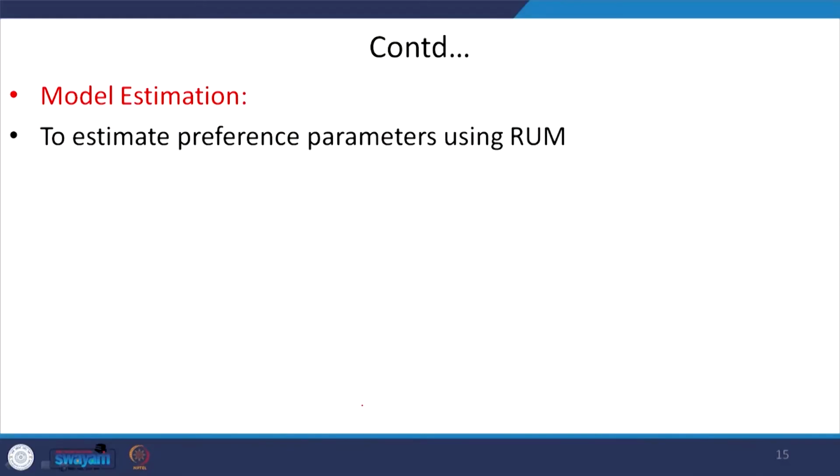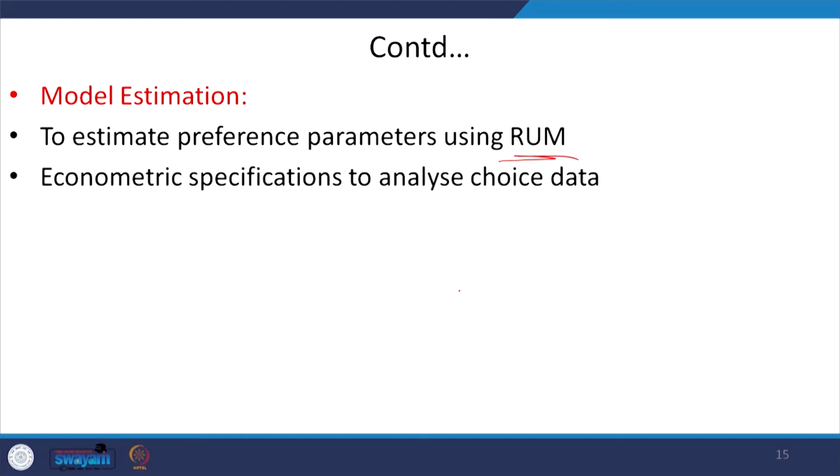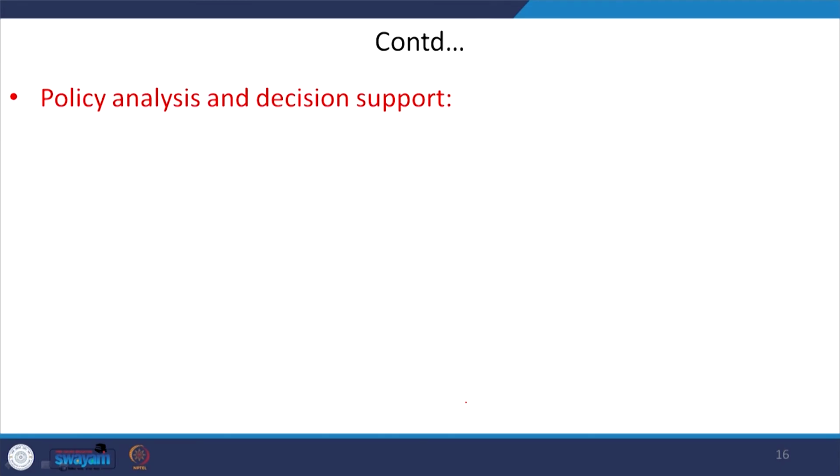So, for estimating the model, we can use the preference parameters using the random utility model, and we can also use the econometric specifications that we have already talked about, the Logit model, or the models we have discussed to analyze multinomial logits that we can also use in choice data. And for policy analysis and decision support, this is the last application stage, that whatever results we are estimating, we will be applying to the decisions, or based on these results we will be taking the decisions.